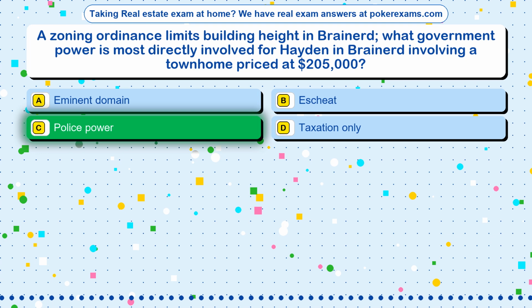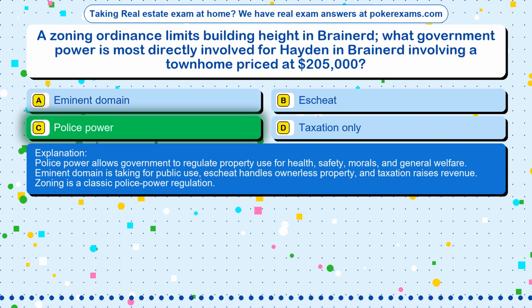The correct answer is option C, police power. Police power allows government to regulate property use for health, safety, morals, and general welfare. Eminent domain is taking for public use, escheat handles ownerless property, and taxation raises revenue. Zoning is a classic police power regulation.